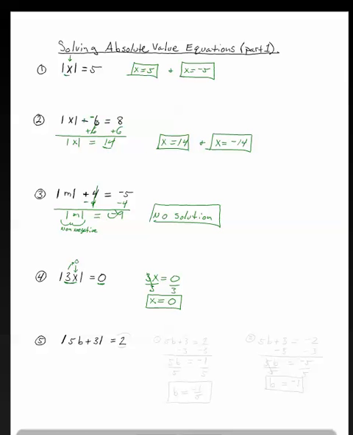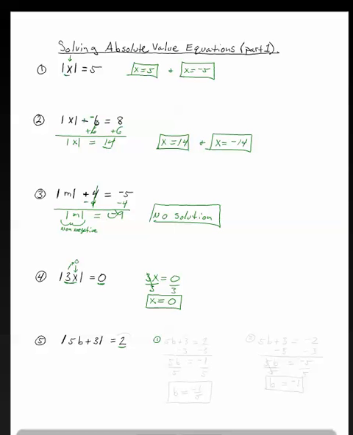In example 5, we have the absolute value of 5b plus 3 is equal to 2. So the first thing I check is that my absolute value is isolated, and it is. There's nothing outside of the absolute value signs. And then I check my number. That's a non-negative number. 2 is a positive 2. So we know that this will have solutions. And this means that we're going to have to set up our two equations.